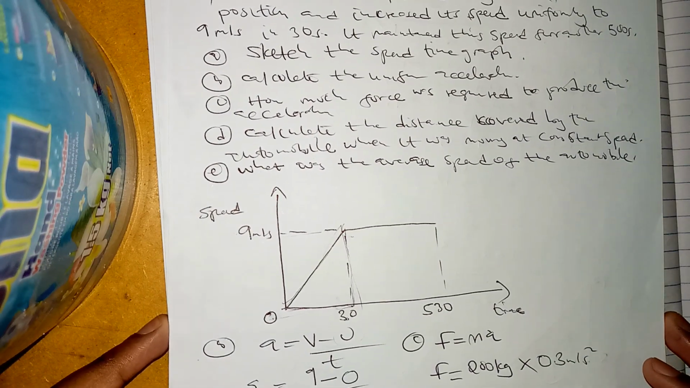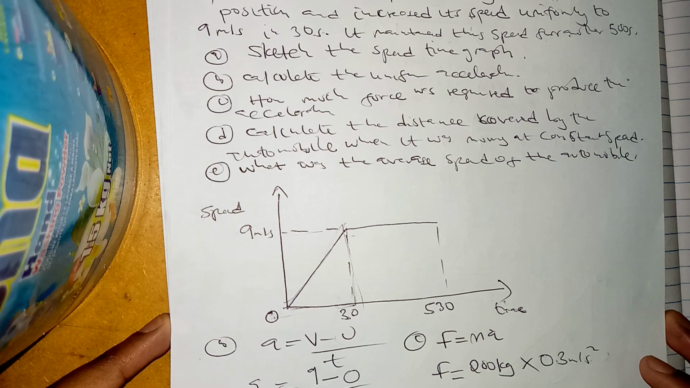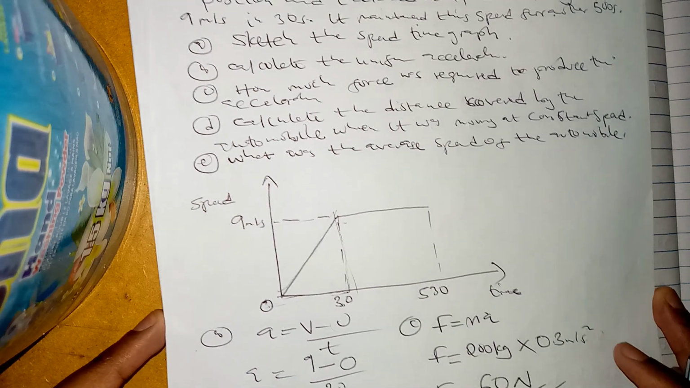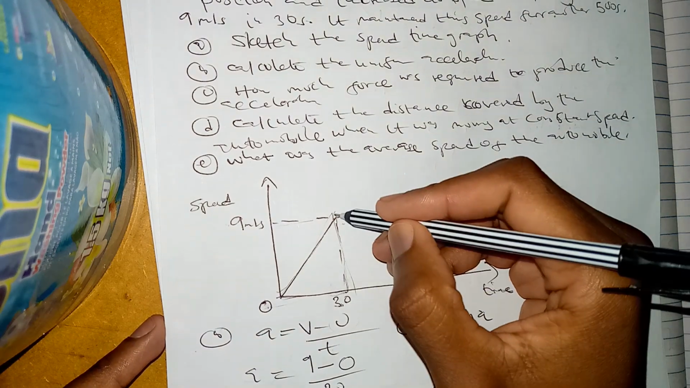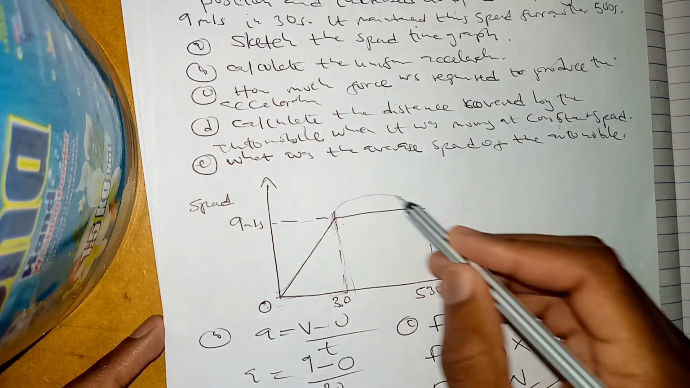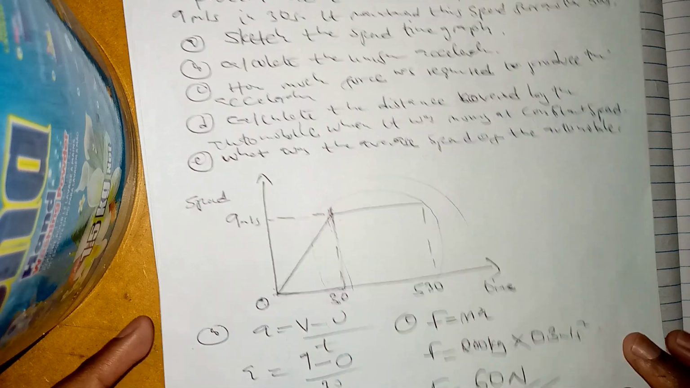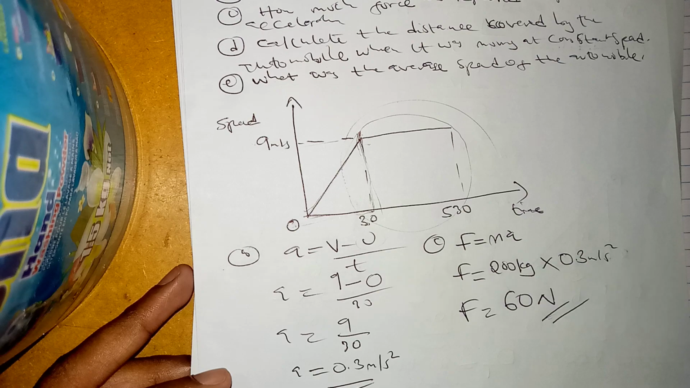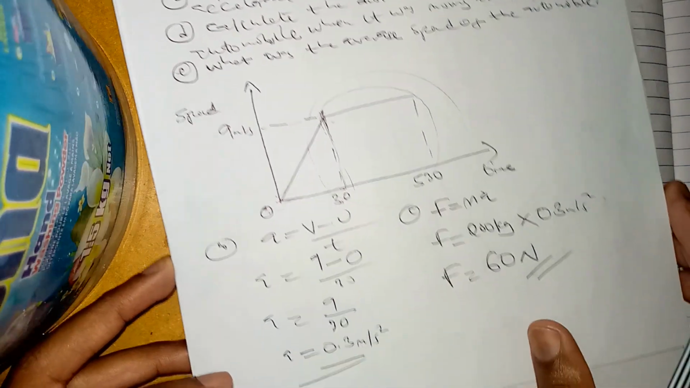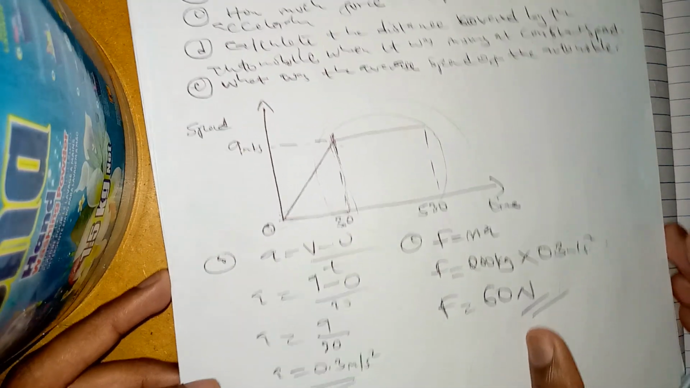Calculate the distance covered by the automobile when it was moving at constant speed. Understand, they are saying moving at constant speed. Constant speed from this diagram is this section. So we're interested in this section here. Let's extract that section. What shape is it? This shape is a rectangle.